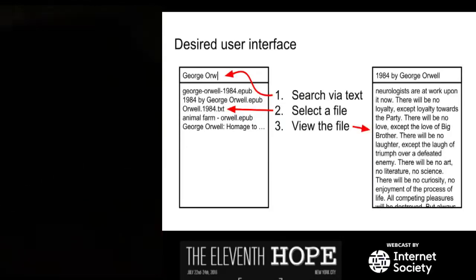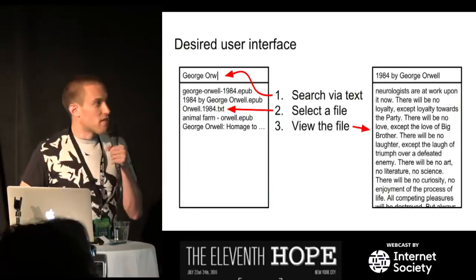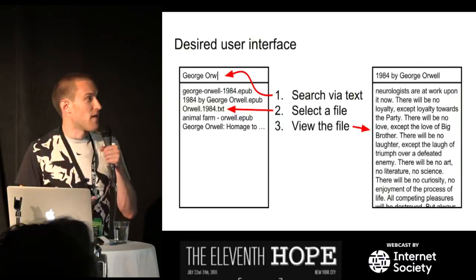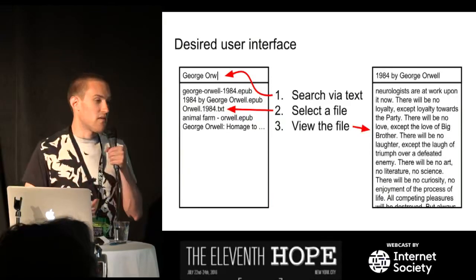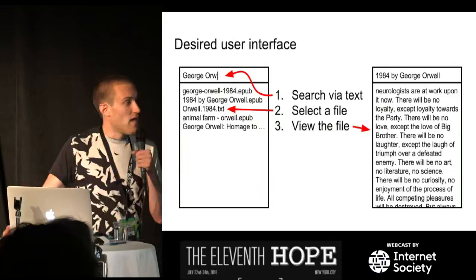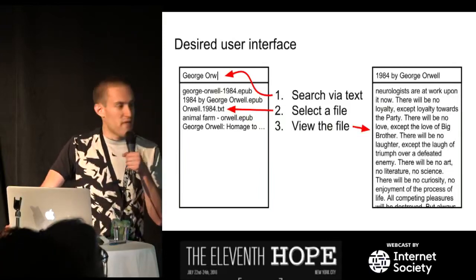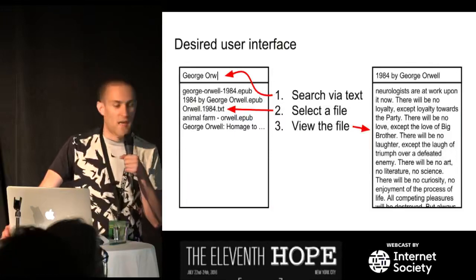And when I'm thinking about the user interface, it should really look something like this. Basically, you type text into a text box. You can perform a search that gives you a list of files. And then you can select a file in order to view it. So a pretty simple user interface concept.